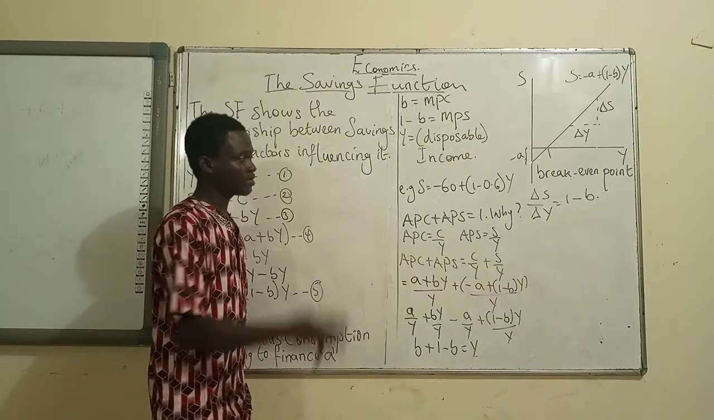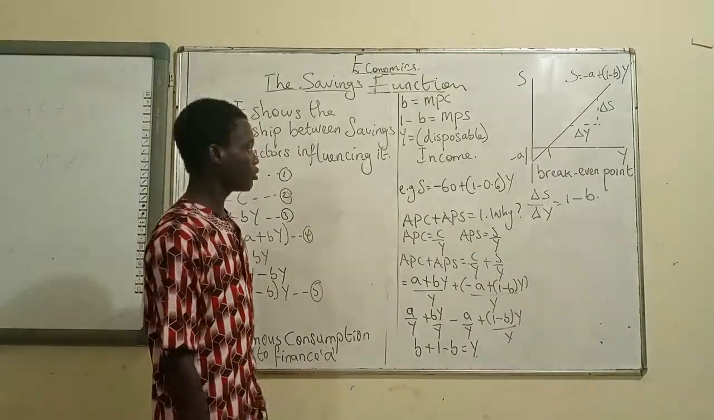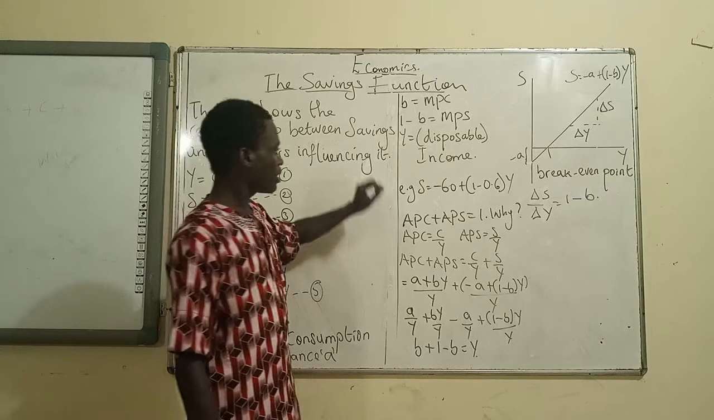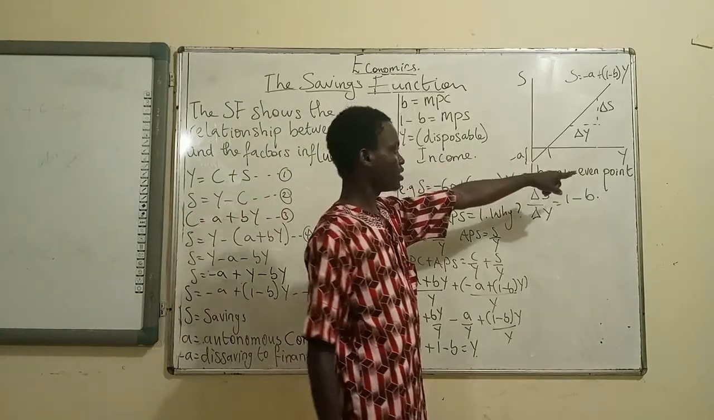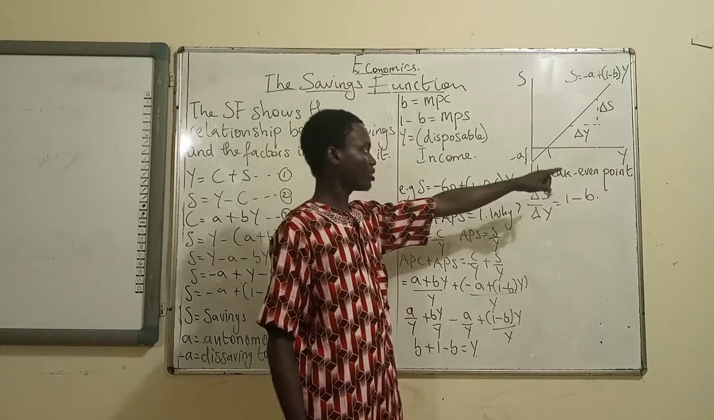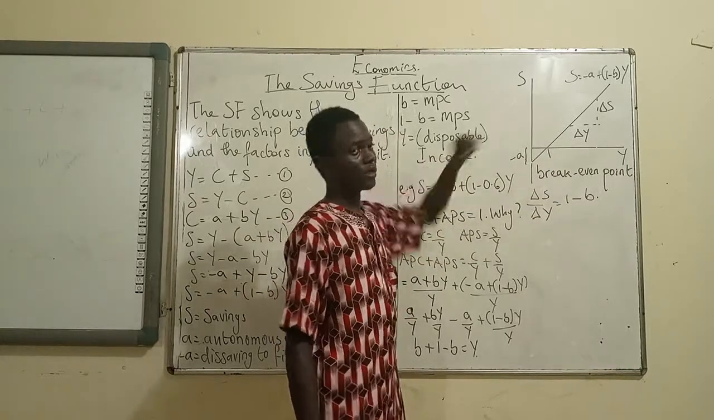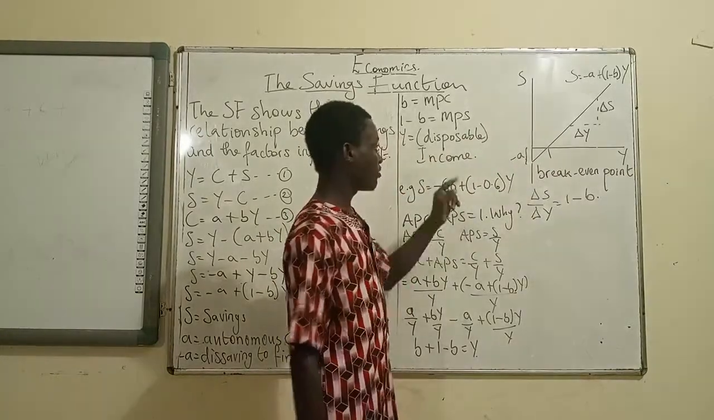So everything like that is just done to make the whole thing simple. So we have the graph over here. We have current disposable income on the horizontal axis, and then we have the savings on the vertical axis.